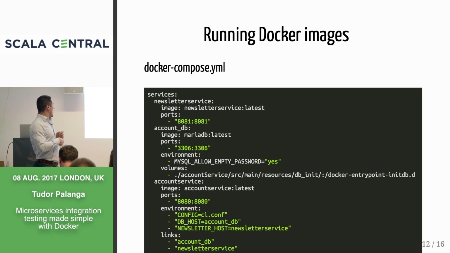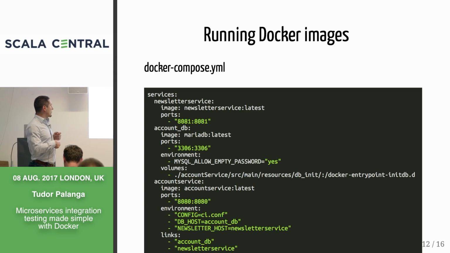Account service, and okay, I expose another port because I want to run it locally, right? And I can specify some environment variables. I have here a specific configuration. I called it ci.conf because it's my continuous integration configuration. And I'm saying, okay, database host is account DB. And later I'm specifying a link. I want account DB, which is this, to be linked, right?